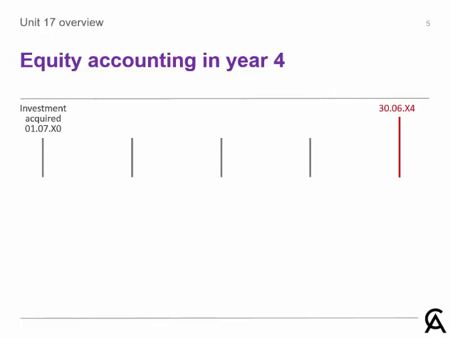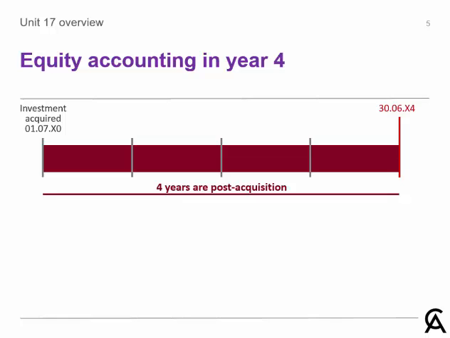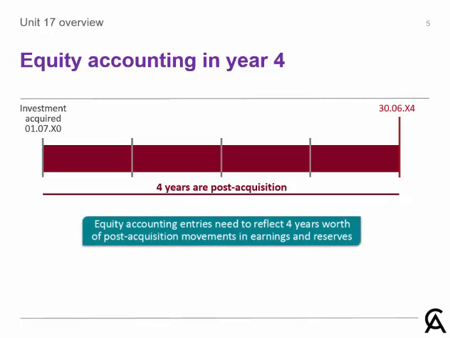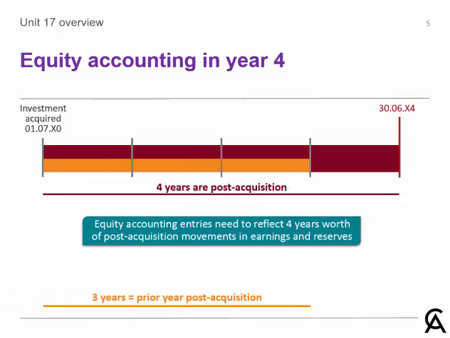So here's a bit of an example just to demonstrate what we're trying to do. So there's a 4-year period since the investment was acquired. Let's say it's an investment in an associate where we've got significant influence. So our equity accounting entries need to reflect that there's been 4 years' worth of post-acquisition movements in earnings and reserves since X0. So let's focus just on profits. So there's been 3 years that have occurred since acquisition and also the current year.